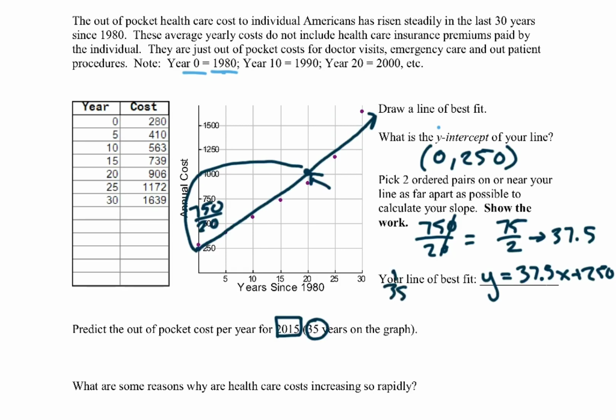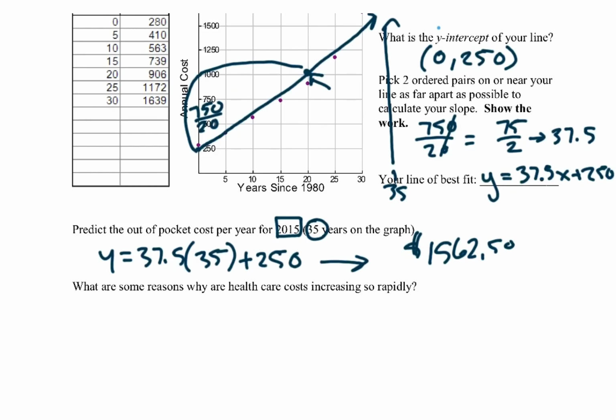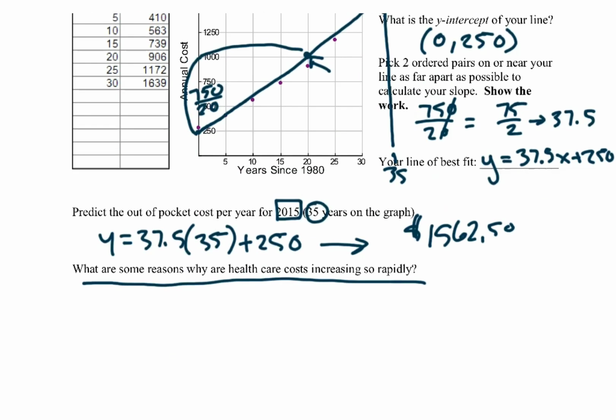So out here at 35, what are we going to be up to? So I go y equals 37.5 times 35 plus 250. Okay, so we can just use a calculator to calculate that. And we end up with about $1,562.50. Okay, and then you can answer this one on your own. What are some reasons you think that that's happening? Okay, but there we go with that. Okay, and that's what we did in class.